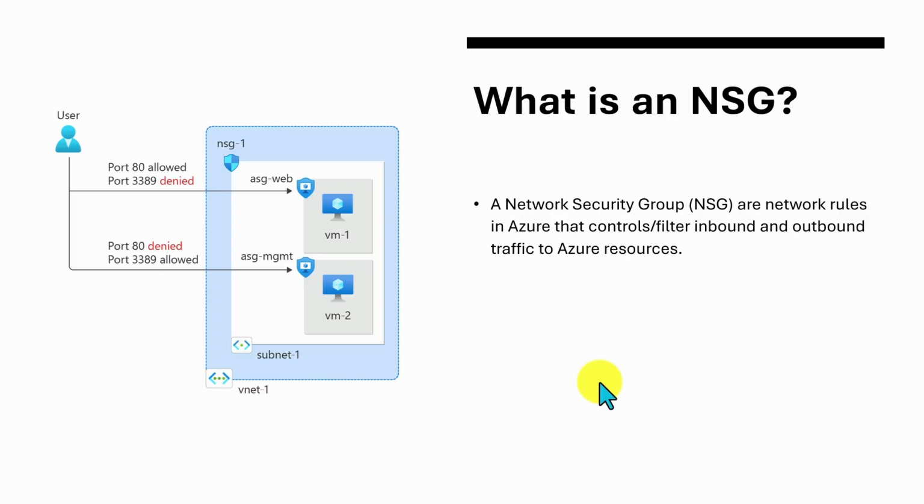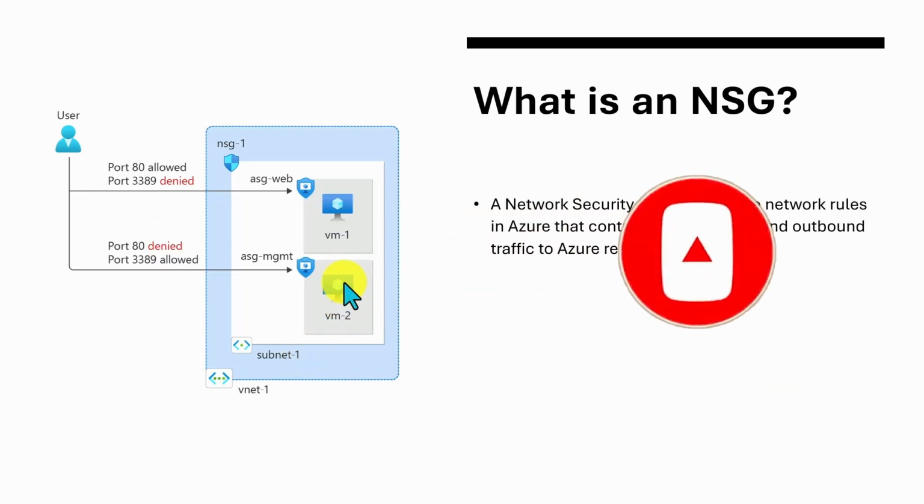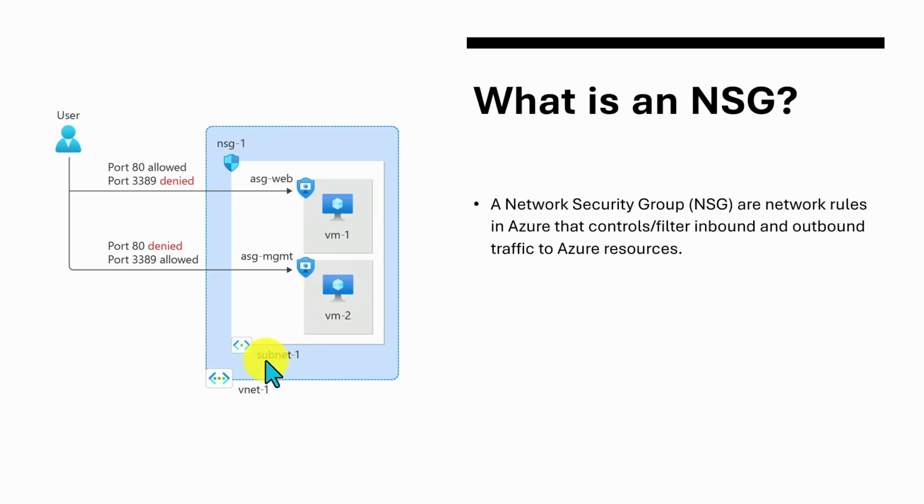Now, as you can see from the diagram here, we've got a virtual network and then we've got a subnet. And within that subnet, we have two virtual machines. There's a network security group attached to this subnet. We've got a user. So as per the diagram, the inbound connectivity to virtual machine 1 and virtual machine 2 is controlled by the NSG.